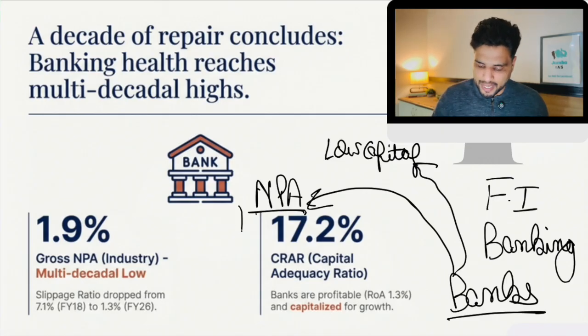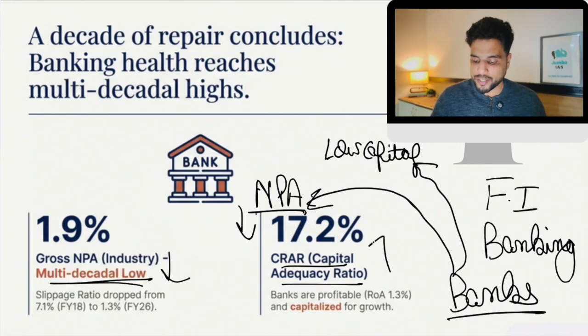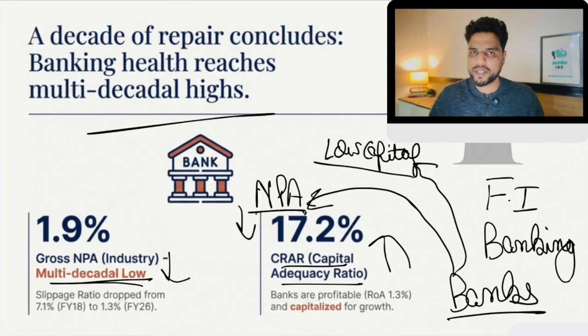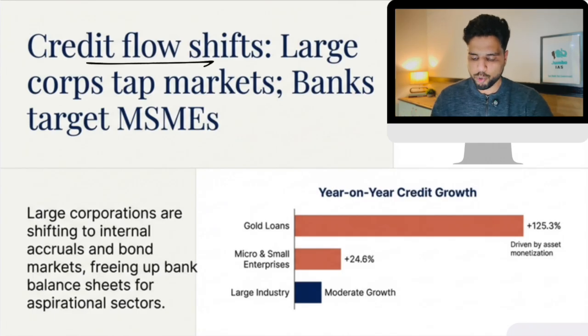Now, their NPAs are at an all-time low, multi-decadal low. For 2-3 decades, NPAs have never been this low. And their capital adequacy ratio has also increased. So this problem has been solved for now, of course. But the economic survey says that this is a good sign. Banks are full with capital and their NPAs have also declined. That means their health, banking sector health, is good. And whenever banking sector health is good, well, the economy breathes easily. Yes? Okay. All right.